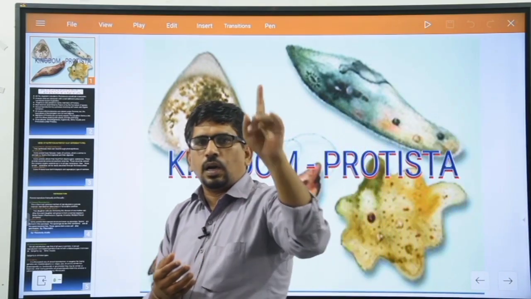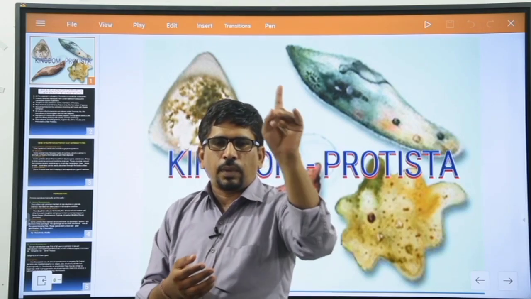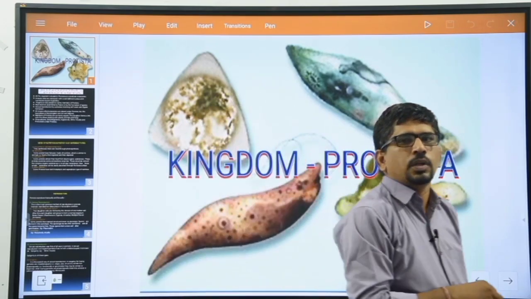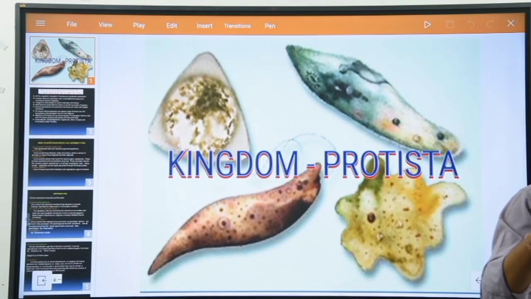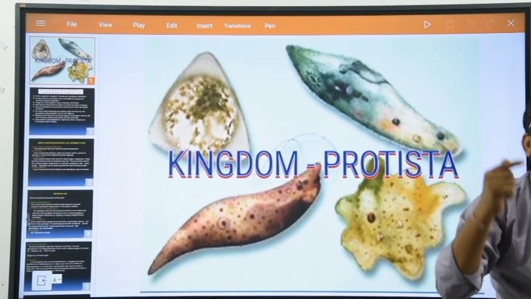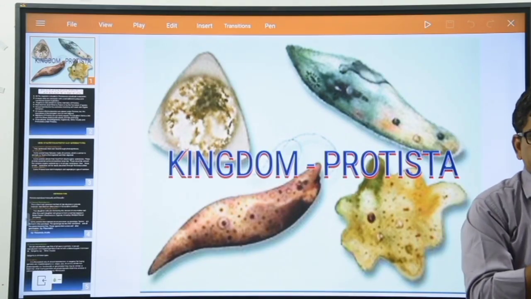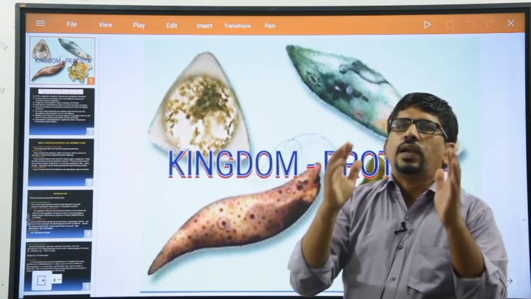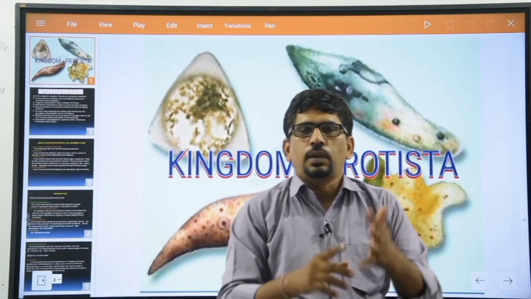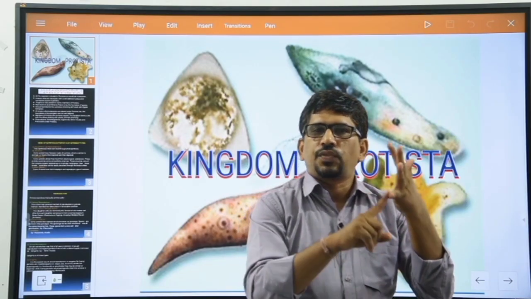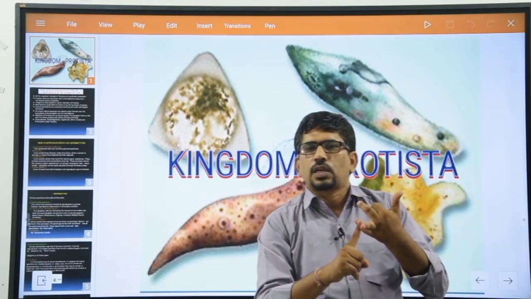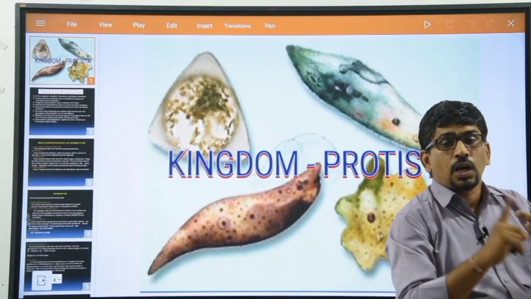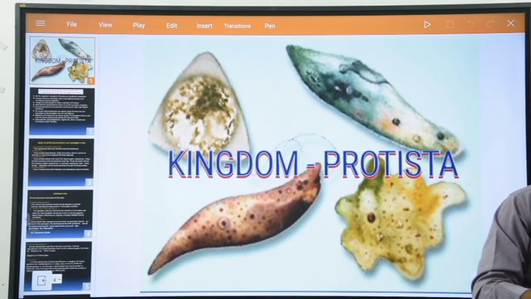Archaebacteria, Eubacteria, Mycoplasma, Cyanobacteria, and Mycobacteria. These are the five components of the Monera we had discussed earlier in chapter number 2, classification of the living beings. First we discussed the classification. Second, the first kingdom Monera, then the second kingdom Protista, third kingdom fungi, and after that the virus and then lichen.